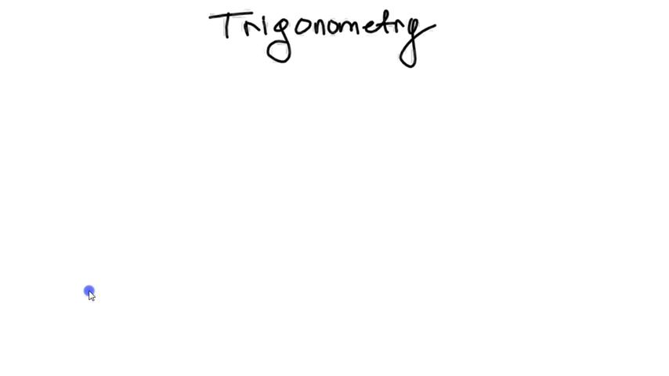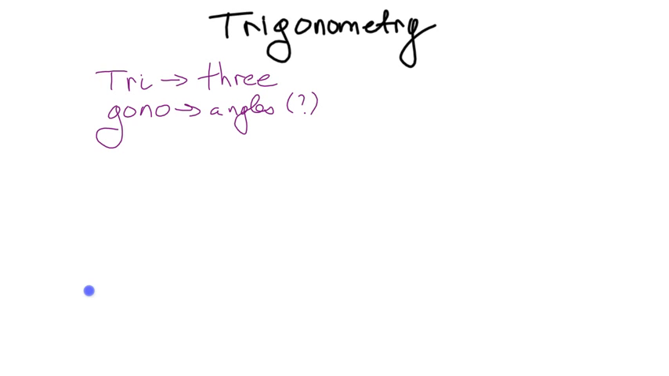How does the word break down? Tri. What's that mean? Three. Angles. Gono. Angles? Maybe. Metry? Measure. Yes! Three-angle measure, right? Or triangle.